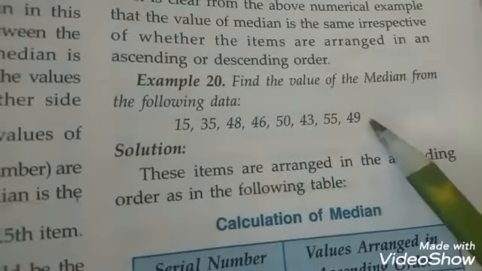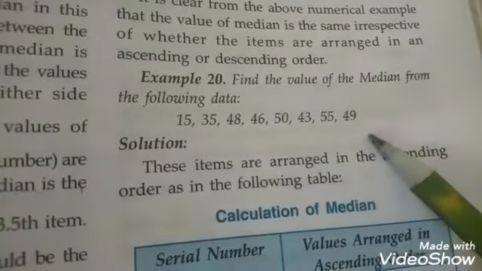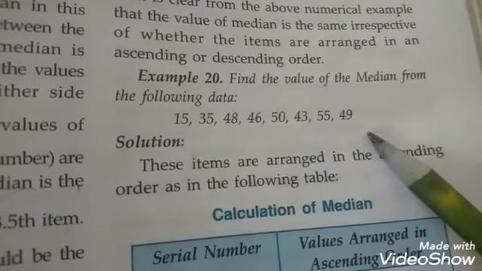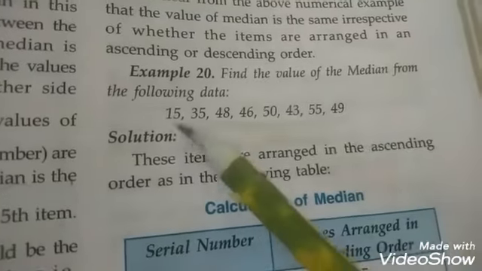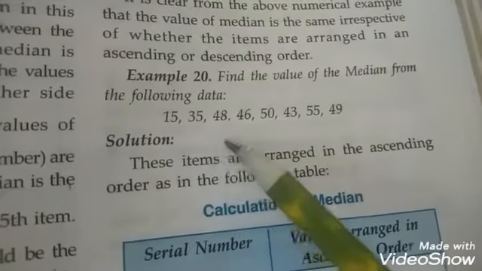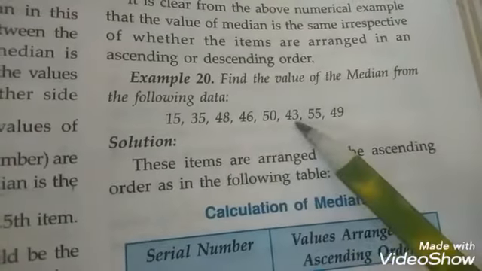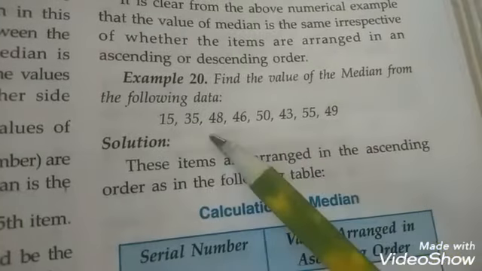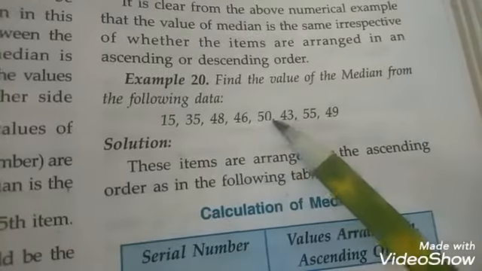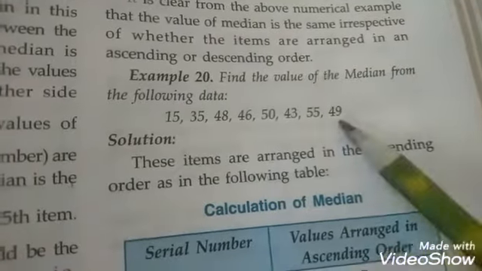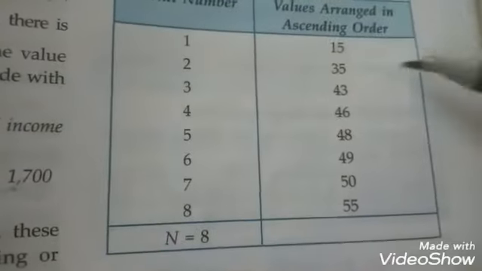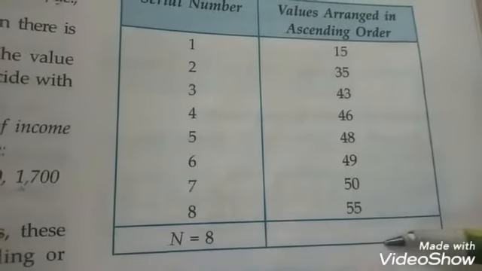Now we see when the value is an even number, that is our example 20. Find the value of median from the following data. This is the series that is given to us. Very first thing, we are going to arrange it in ascending order, starting from 15, then it will be 35, then 43, then 46, then 48, then 49, then 50, and then 55. So we have arranged the series in ascending order over here.